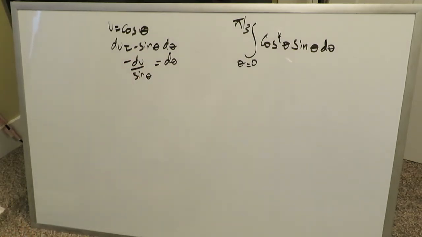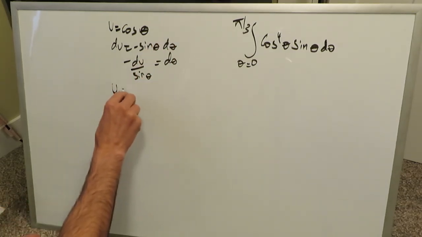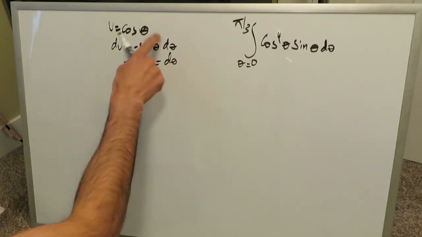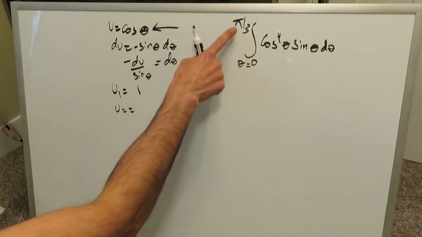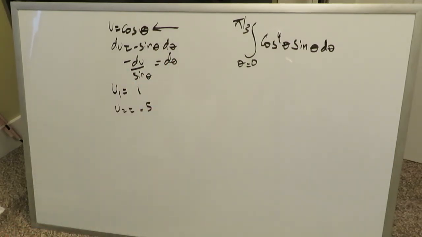Because we're dealing here with a definite integral, we have to get a new bunch of values there for u1 and u2. What is u1 is going to be cosine of 0. Cosine of 0 is a 1. u2 will be cosine of 60, which is a 0.5. Because 60 degrees cosine is a half.